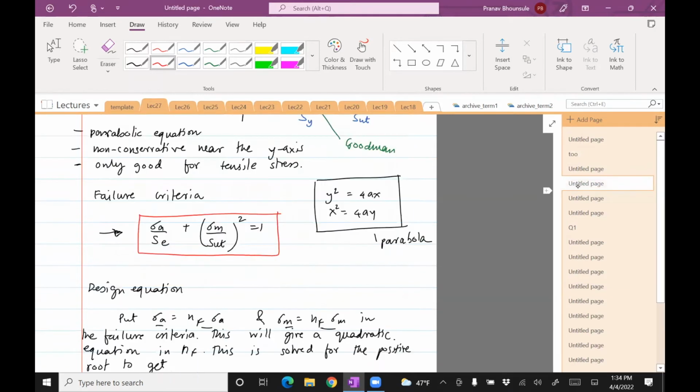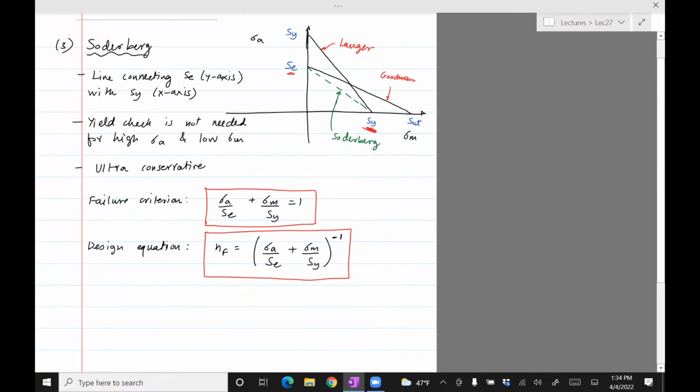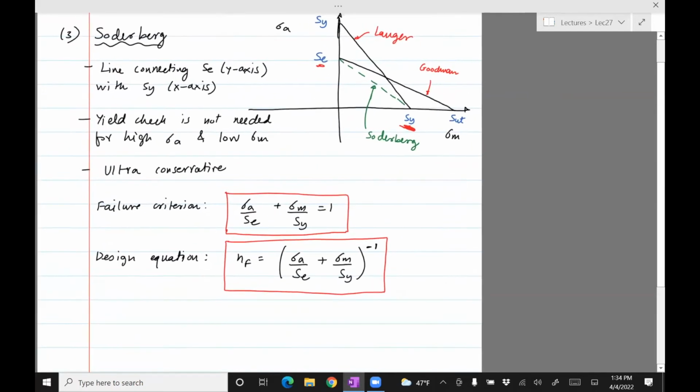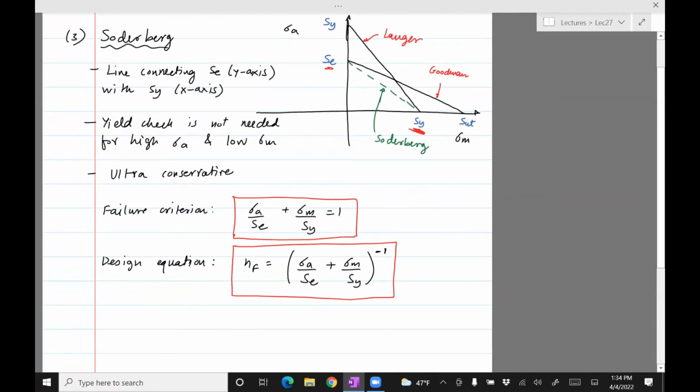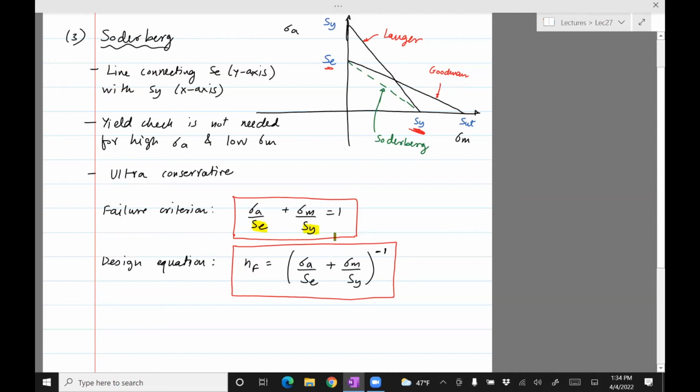So I think it makes sense to have such a line for some things where you are anticipating there will be a worst case load of a very high magnitude, but more or less you'll have a normal loading, which is not that high. And that equation is again a nice straight line equation. It passes through SC and SY, so you'll see that SC and SY is the denominator. That's the point at which it intersects the X and Y axis. And then for the design equation, you substitute sigma A with NA sigma A and sigma M with NF sigma M, and then you get that equation.